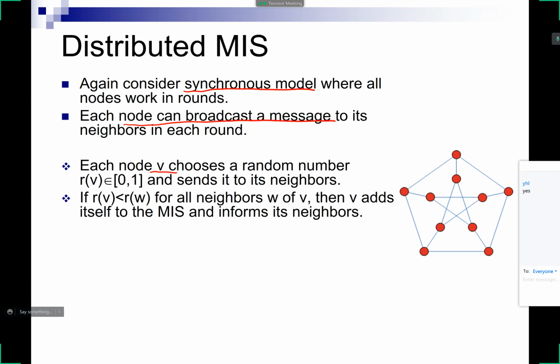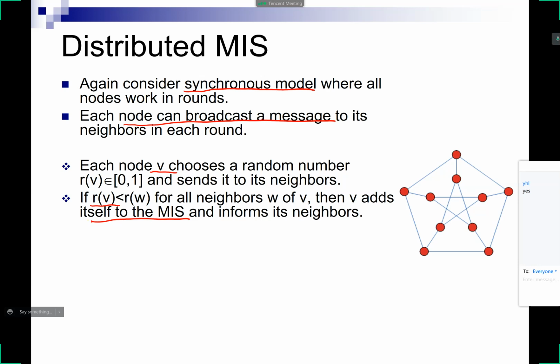Next, if you have a node V, and R of V is a value that V selects, a random value, and V's value is less than the values of all of its neighbors, so V is like the minimum among all its neighbors, then V is going to add itself into the MIS. Furthermore, it's going to tell all its neighbors that it added itself to the MIS.